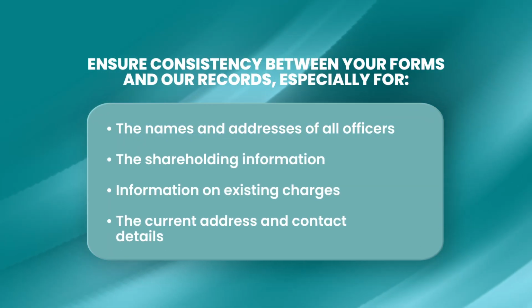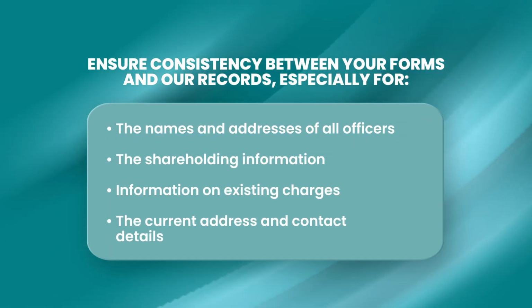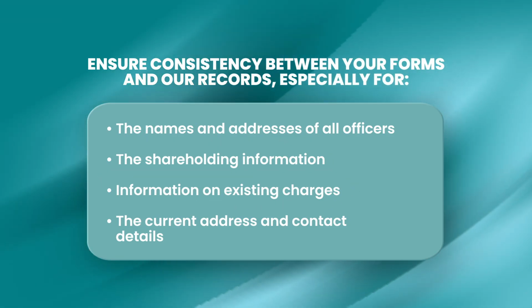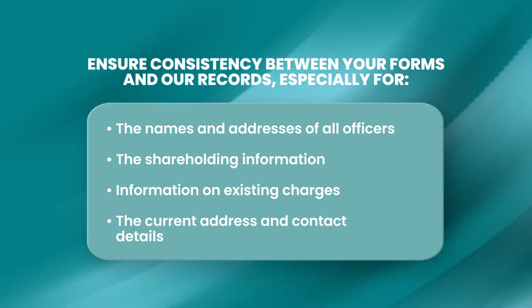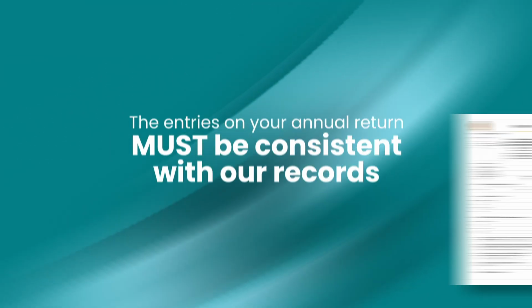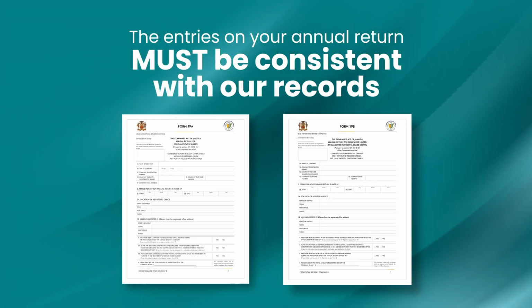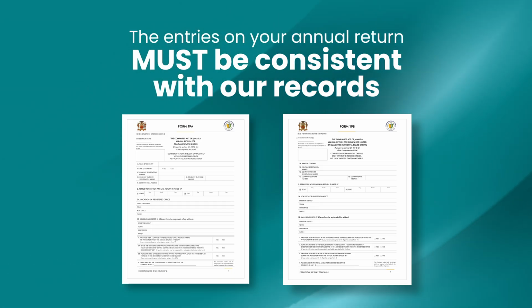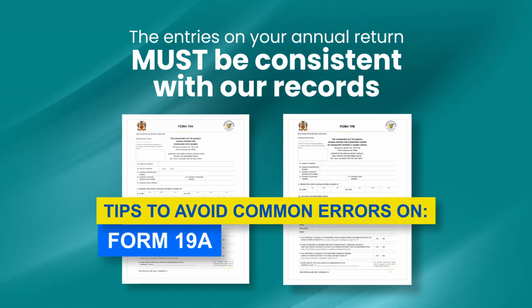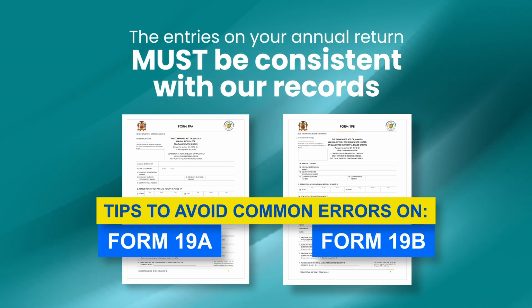Before completing either of these forms for your company, please check your records at the Companies Office of Jamaica to confirm the names and addresses of all officers, the shareholding information on existing charges, as well as the current address and contact details. The entries on your annual return must be consistent with our records for your document to be accepted. Let's start with some tips to avoid common errors on both Forms 19A and 19B.